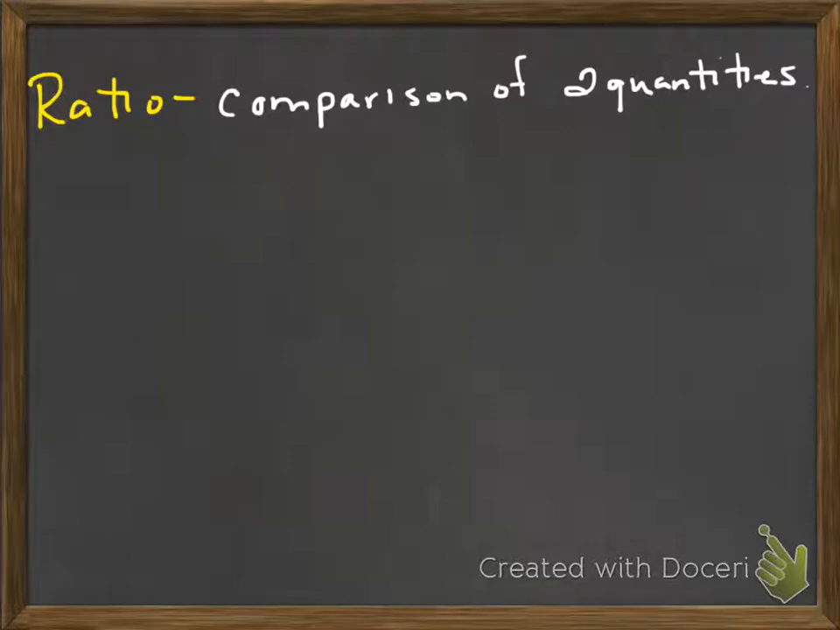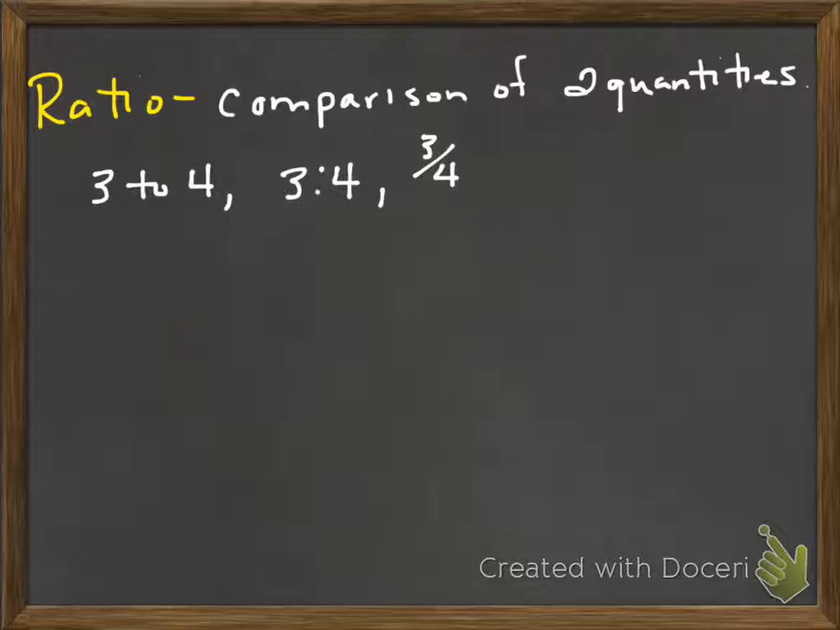All right, a ratio is a comparison of two quantities. You can write them in three significantly different ways. You can write them using words, 3 to 4. You can also write 3:4. Or you can write them as a fraction, 3 over 4. But basically a ratio compares two quantities.